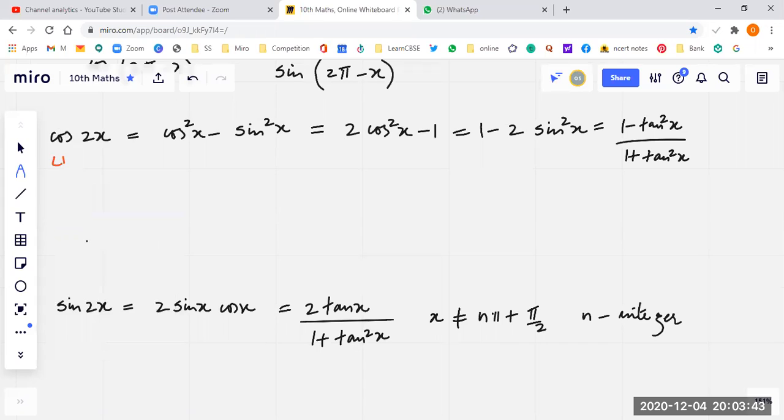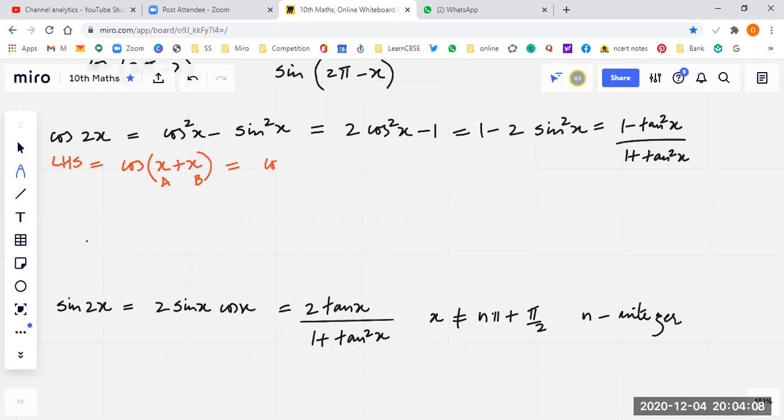Cos 2x, left hand side, is equal to, I can write it like this, cos of what? 2x is x plus x. Now please apply the formula. Consider this x as a, and this x as b. So what is cos of a plus b?